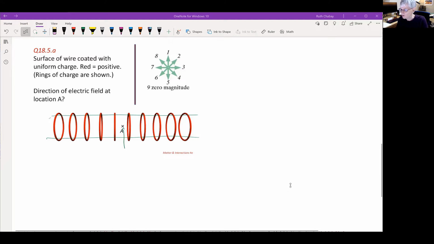Okay, looks like most of you have answered. And you said that the net electric field would actually be 0 there. And that's right. Because for every ring to the right of location A making electric field that way, there's a ring an equal distance away making electric field that way, and so the net electric field would add up to 0 there. So that's exactly correct.